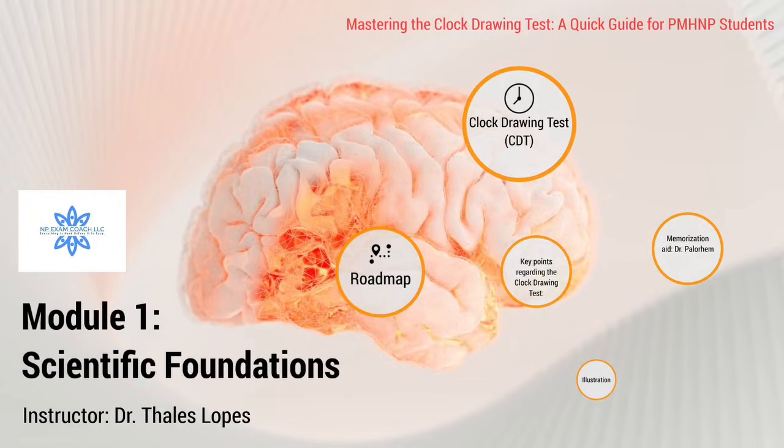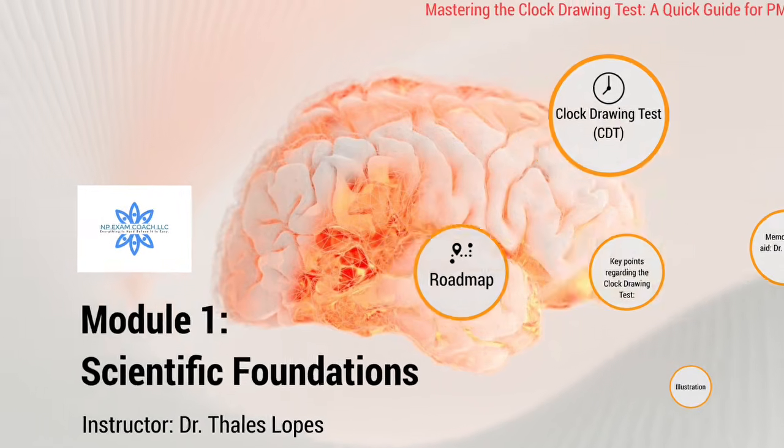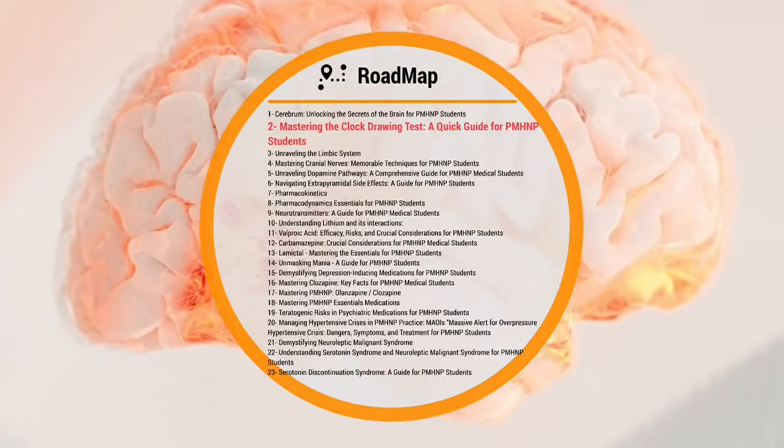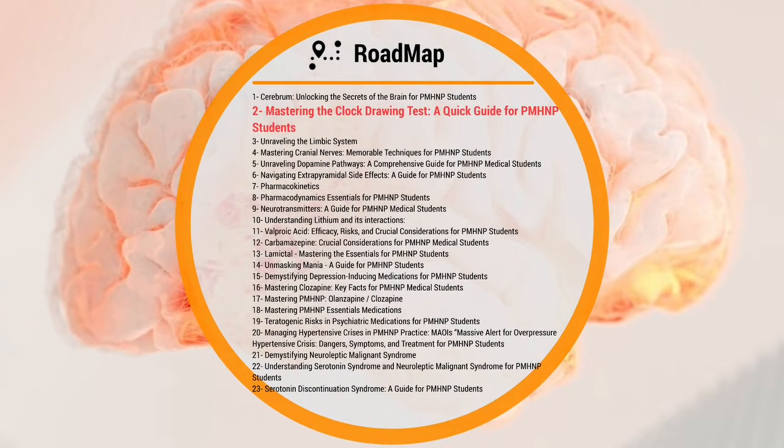So once again, we are covering scientific foundations, training two. All right, this is our roadmap. We already covered training one, the cerebrum. Now we're moving on to training two, which is the clock drawing test.